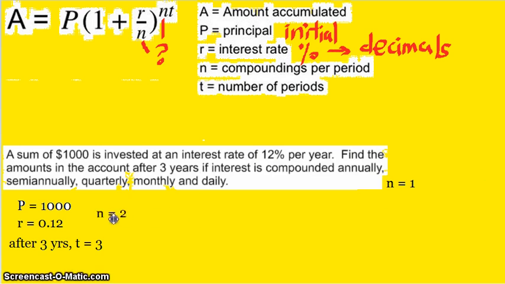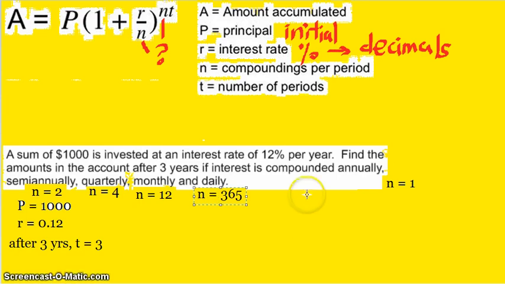Semi-annually means I'm going to do that twice per year. Semi-annually, I'm going to put it there. It's blocking a little bit, but you can see it. So semi-annually, n is equal to 2. And quarterly means I'm going to do that 4 times a year. Monthly, that means 1 year we have 12 months, so they will pay us 12 times a year. And finally, daily. So we have 365 days a year, so that means they will pay us 365 times.